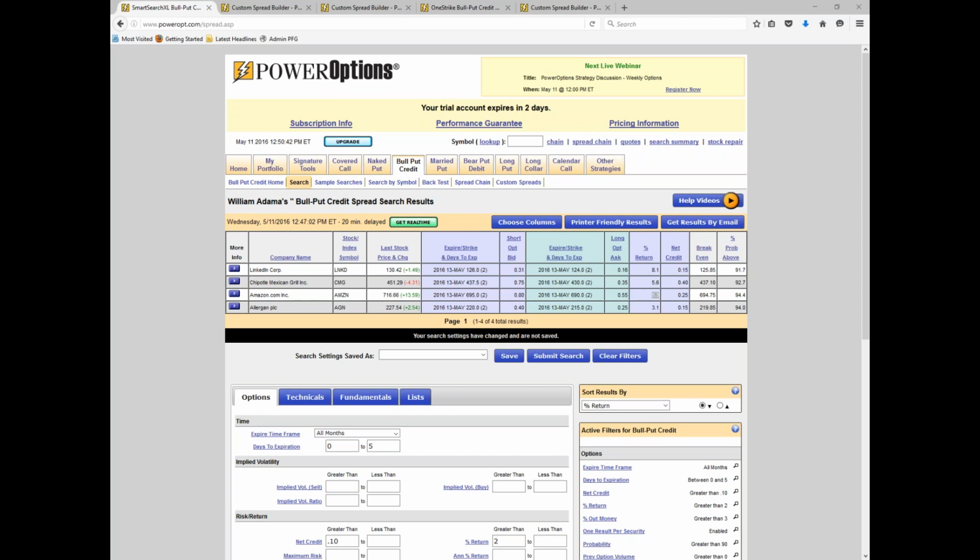This one on Amazon, here's sort of the kicker. This is the one that won't work for a smaller account and allocation. To do Amazon, I'd have to sell the 695 put, buy the 690, 94% probability above, and we get a 25-cent net credit. But if I'm only allocating $500 for the margin requirement in this position, 475, I would only be able to do one contract of this position.